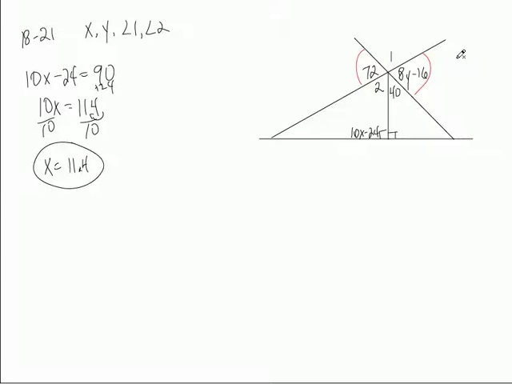They're what? Vertical, right. They're vertical angles. So vertical angles are what to each other? Yeah, they're congruent. They're equal. So what do I go? 8y.